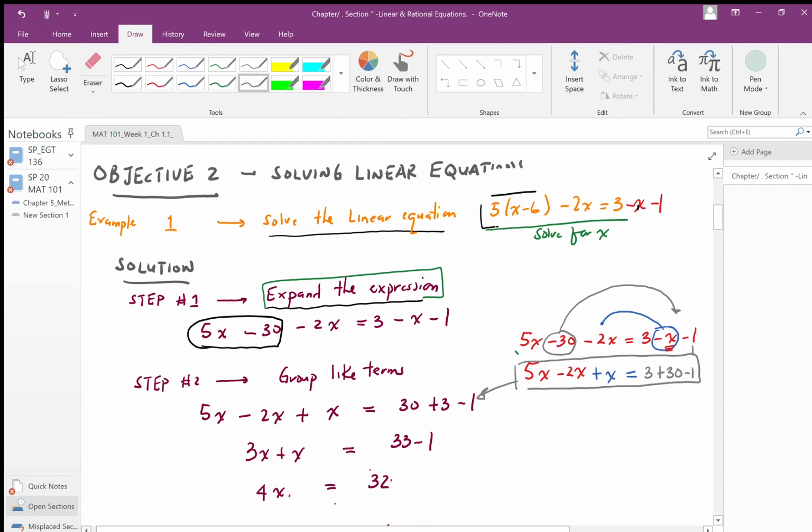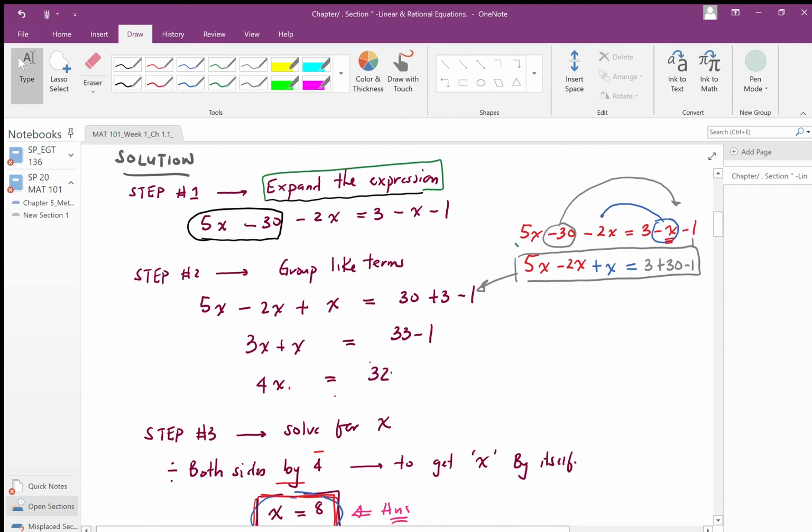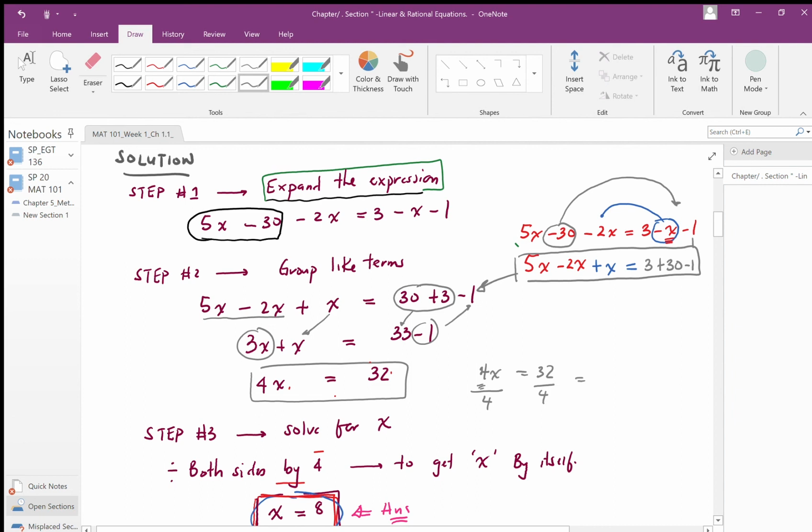Okay? Now, I want to take it a step further and just say, okay, 5x minus 2x is 3x. Then I have the x here. Then I have 3 plus 30, which gives me 33. Then minus the 1 right here. And then I can solve for x. And how do I do that? I want to get x all by itself. That's what it means, solve for x. So when I have 4x equals 32, this 4 is in the way. So if I divide this by 4 and divide this by 4, now I'm going to have x equals 8. Okay, which is what you see right here.